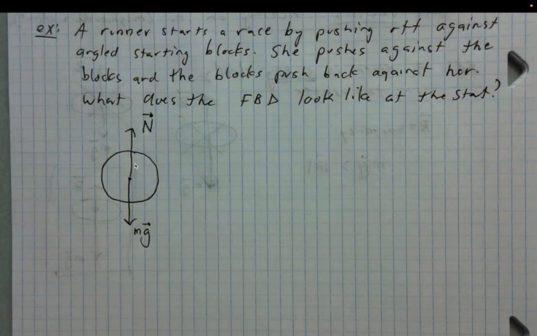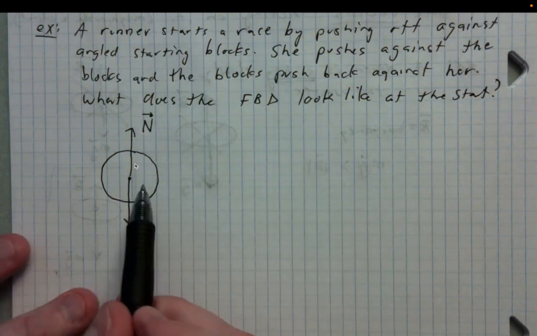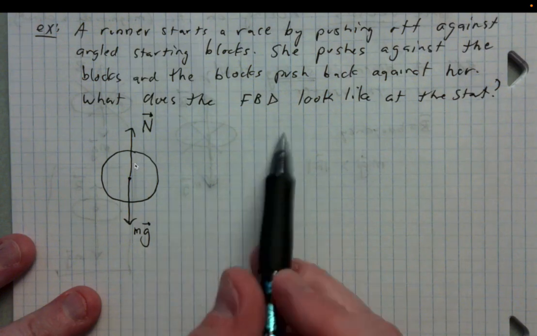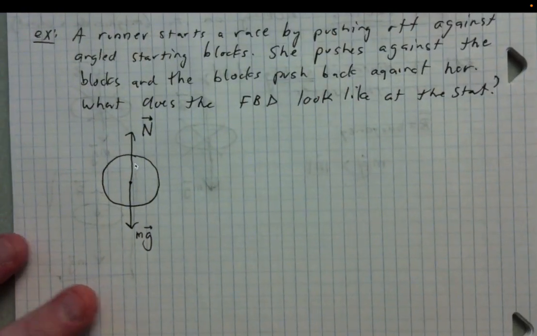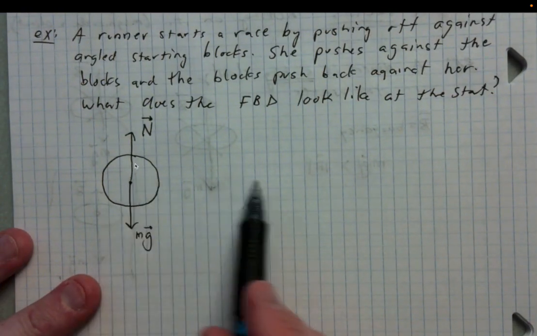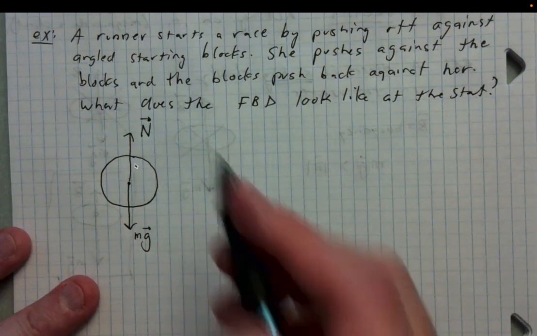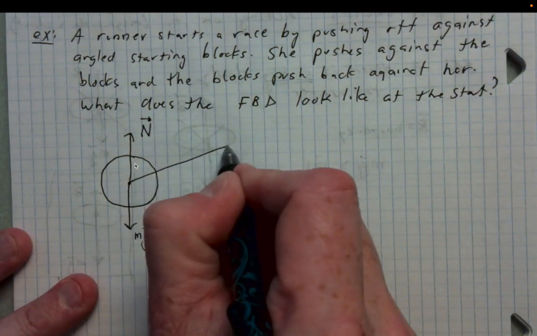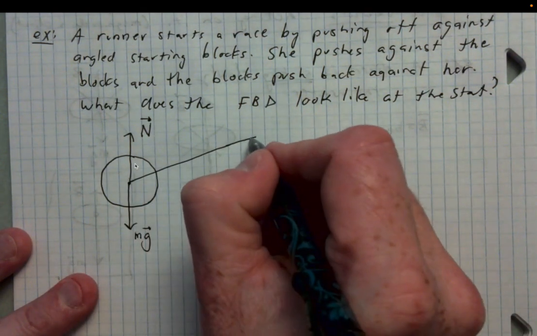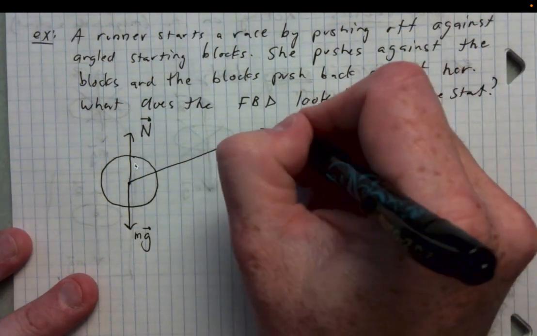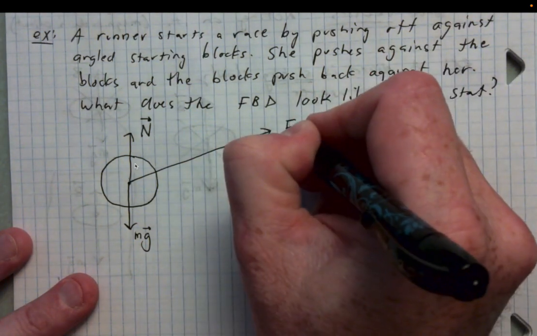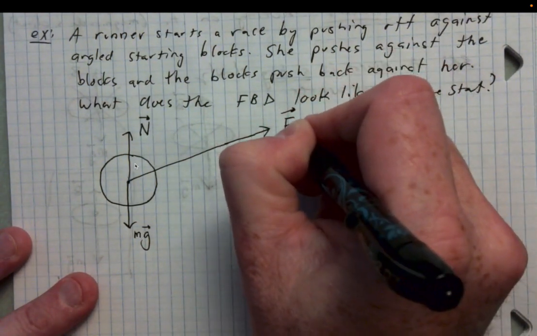Okay. Now, what about this force from the blocks? So she pushes against the blocks, and the blocks push back against her. So there's a force coming from the block, and it's not purely horizontal, is it? Because these are angled. If they were purely horizontal, then we would probably draw the force in a horizontal orientation. But actually, these have some inclination to them, don't they? So they kind of come up like this, and I'll just draw it nice and long like that. And we'll say this is the force of the block.